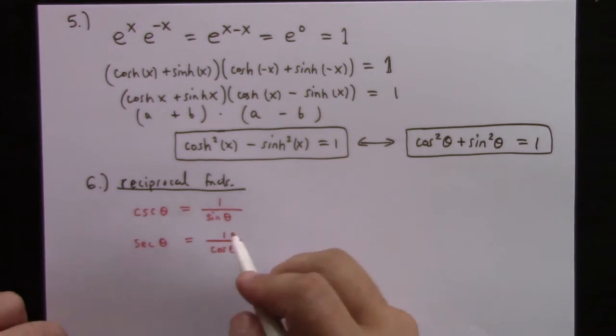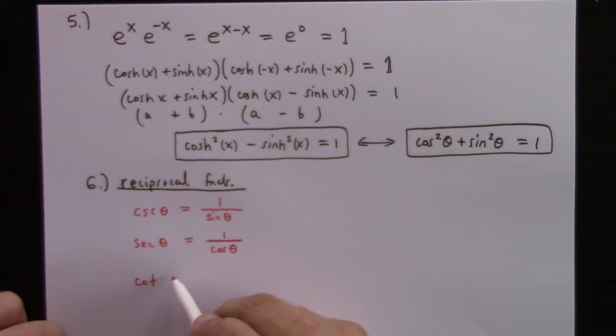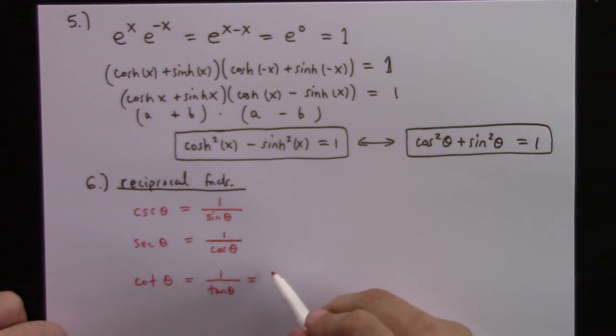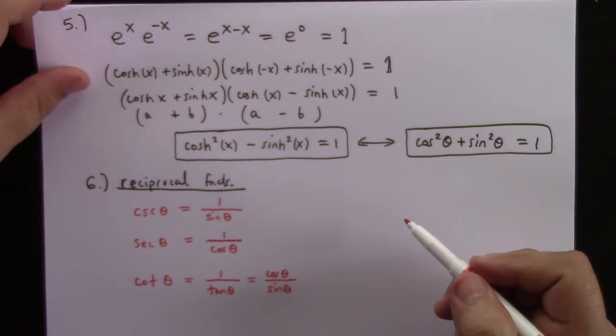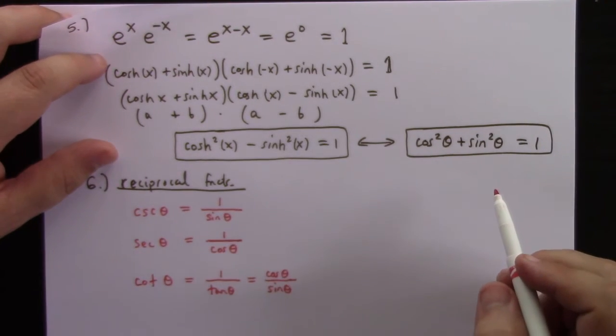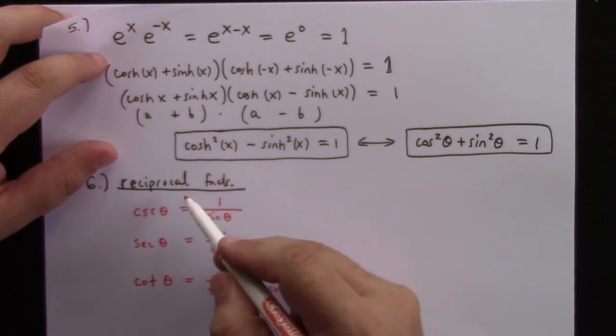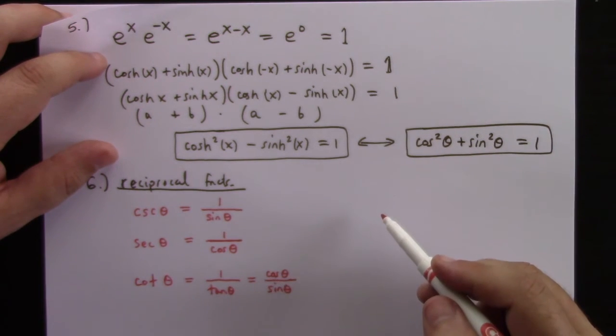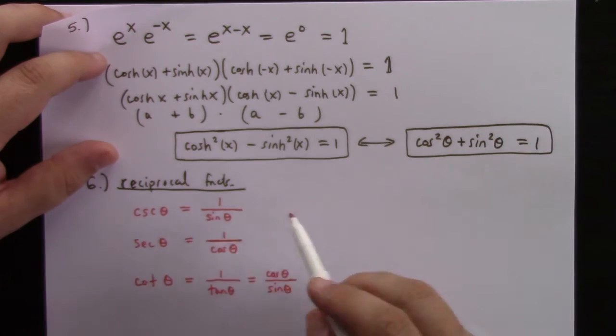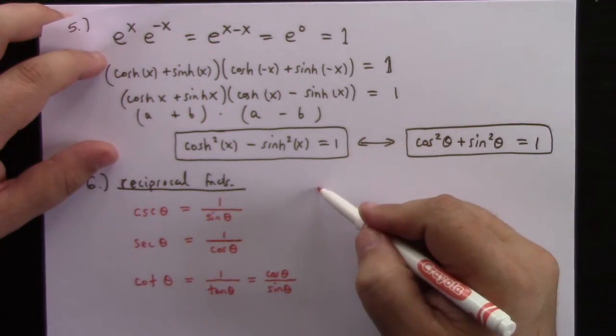Cotangent theta is 1 over tangent theta, which is, by the way, cosine theta over sine theta. So the places where cotangent is not defined are the zeros of sine, integer multiples of pi. You can talk about the inverse functions of these as well. I won't get into it at the moment. And then, of course, there are corresponding hyperbolic versions of these.